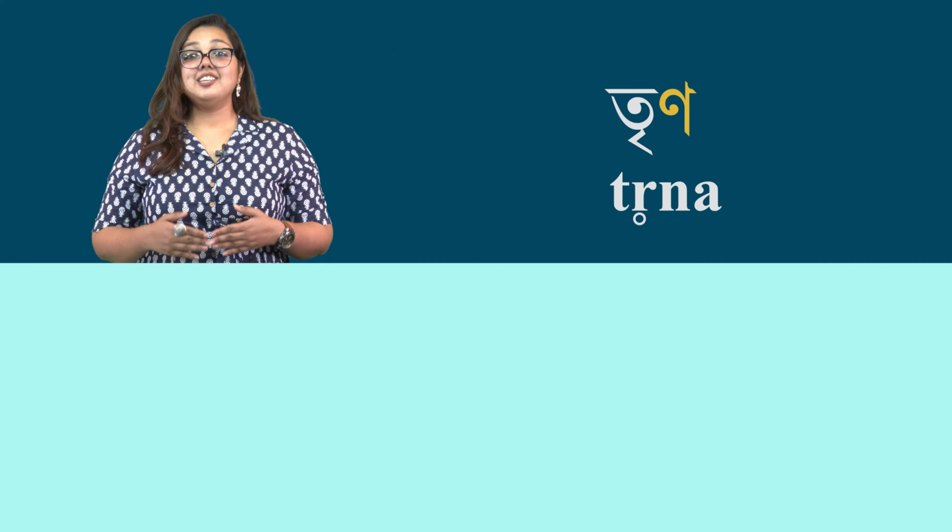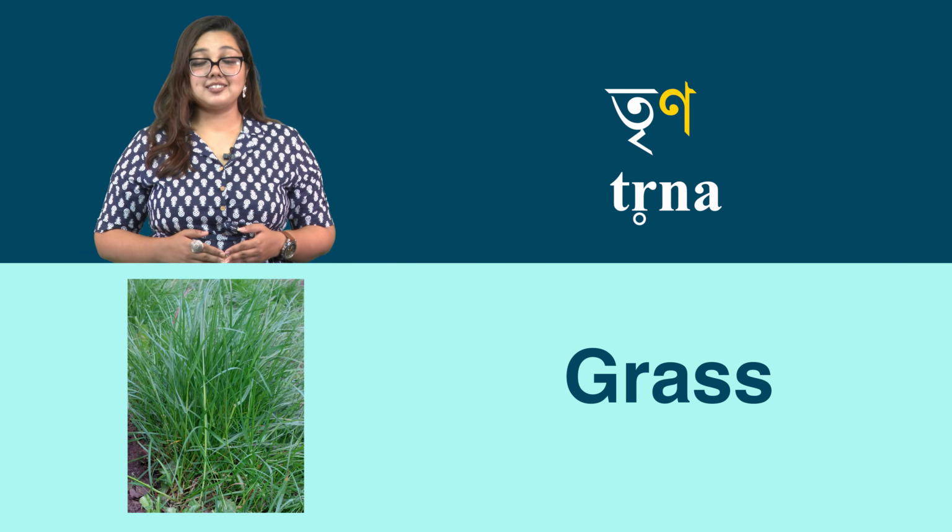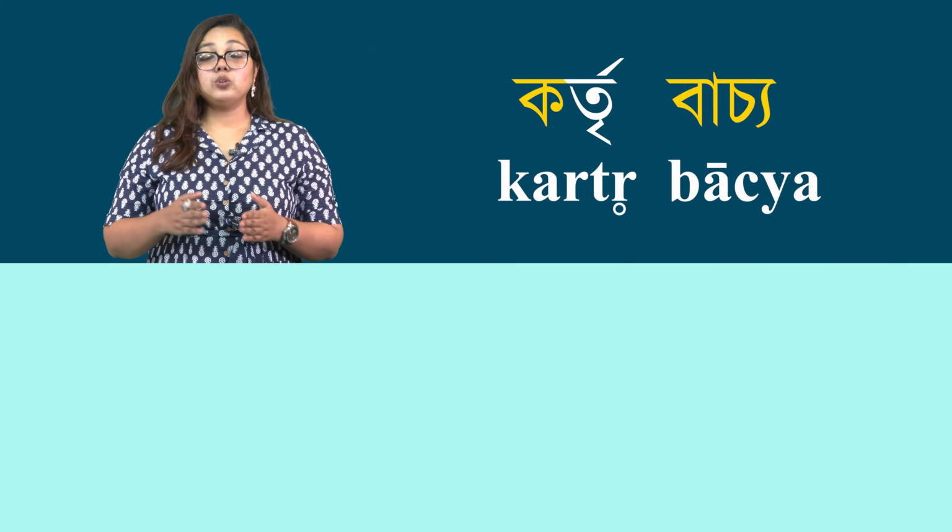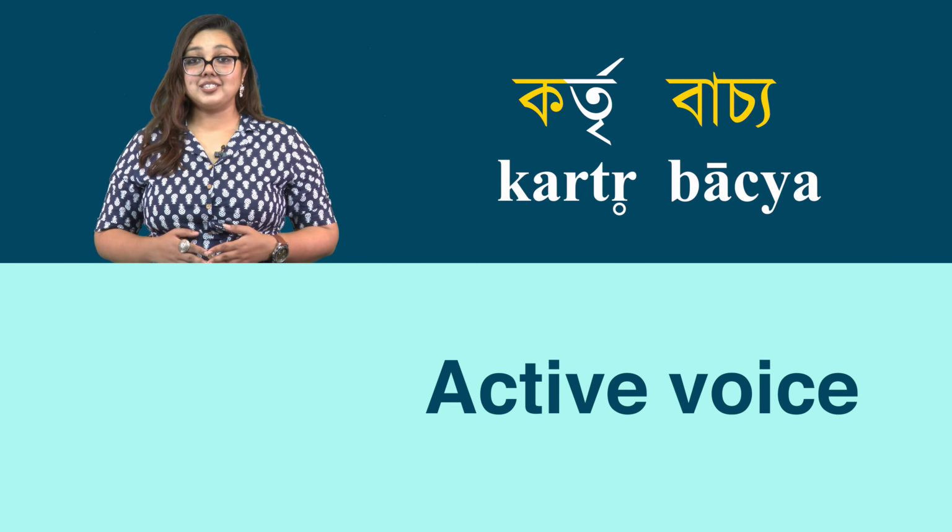The diacritic marker rikar can also occur in word initial position. For example, in trino, which means grass. Rikar can be found in medial and final position of the words as well. For example, kortrik meaning by and kortribacho meaning active voice.